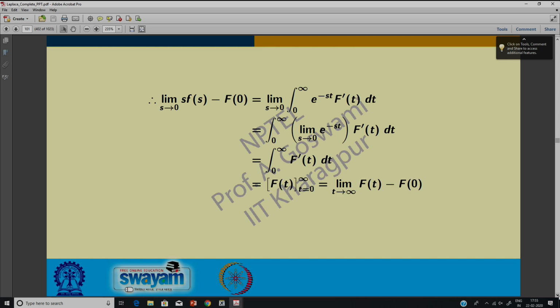And if I evaluate this, it equals the limit as t approaches infinity of f t minus f naught. If I cancel f naught on both sides, then the limit as s approaches 0 of s F s equals the limit as t approaches infinity of f t. This completes the proof of the final value theorem. I think it is clear to you now, because you are starting with the integral, writing the Laplace transform of f dash t, and then taking the limit as s approaches 0 on both sides.